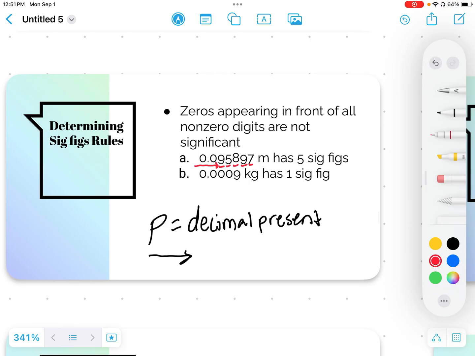Now looking at B, for example, again, there's a decimal present here. So I go to the front, I swim in until I hit a number. Once I hit that number and beyond, behind it, is significant. Well, there's no numbers behind it. So there's only one sig fig. And that's all because there's no number or anything in front of these zeros. So they would be considered leading zeros.